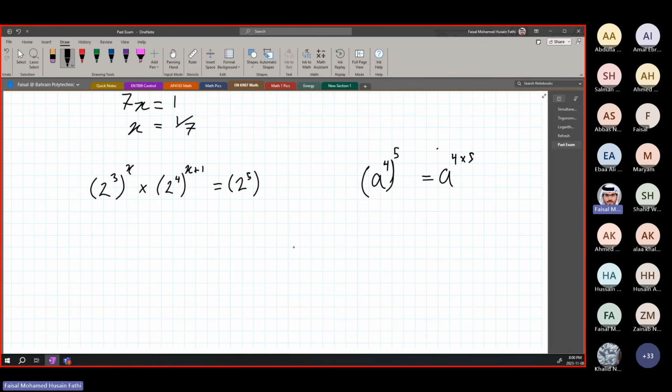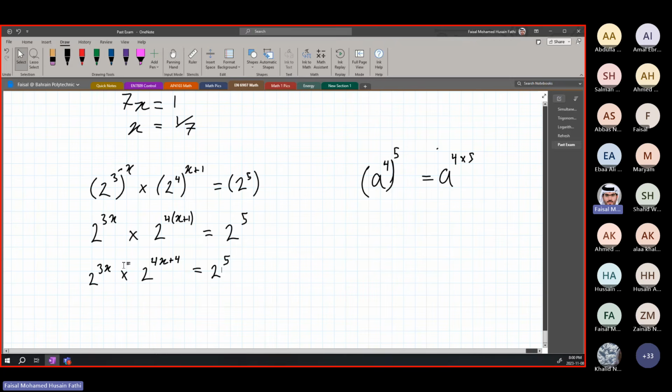So now we are applying this rule here. We have 3 times x, so 2 to the power of 3x times 2 to the power of 4 times x plus 1, meaning 4 times x plus 1, equal to 2 to the power of 5. Okay, as you can see we have here 4 times x plus 1. We can just multiply the 4 by the x and the 4 by the 1, and that's all I'm going to do for now. 2 to the power of 4x plus 4 is equal to 2 to the power of 5.